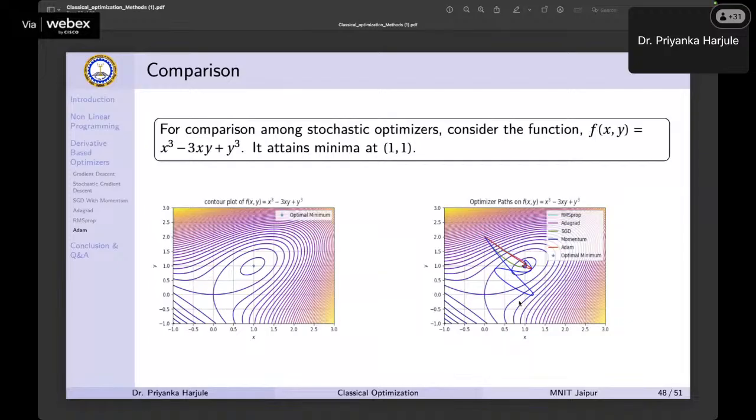And this is finally the comparison of all the optimizers that we have seen: SGD with momentum, Adagrad, RMS prop and Adam on the function x cube minus 3xy plus y cube. This is the contour plot of this function, and this point is the minimum point. This is how the various optimizers perform on this function to reach the minimum point, and all of them have different trajectories.